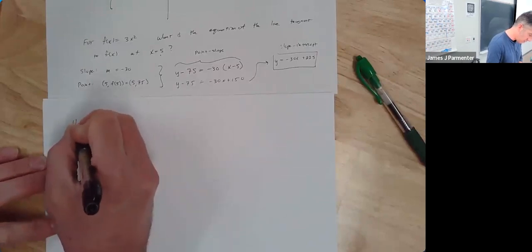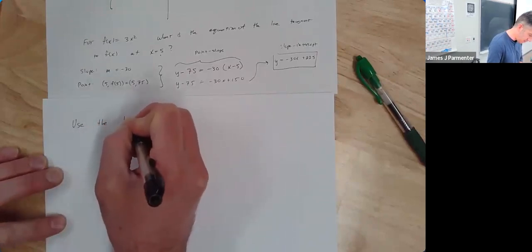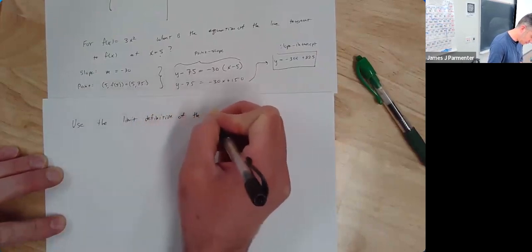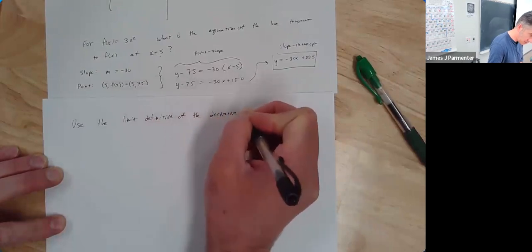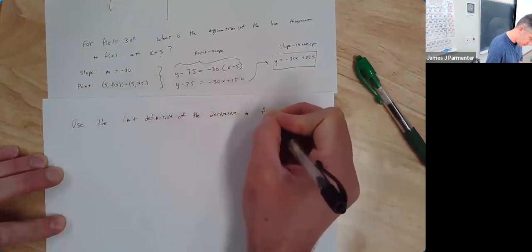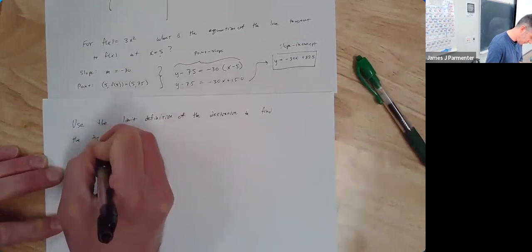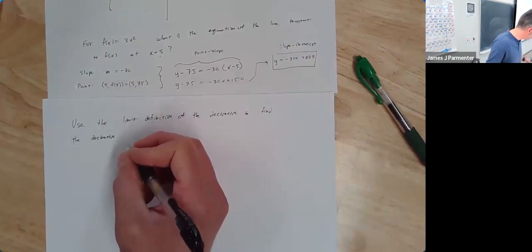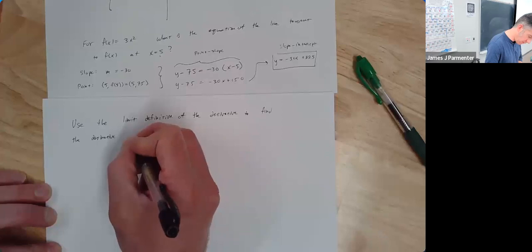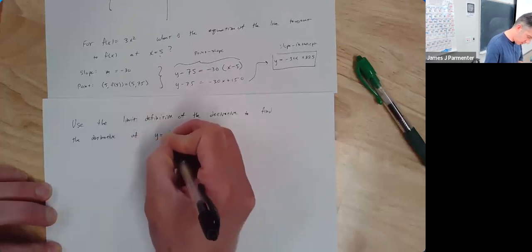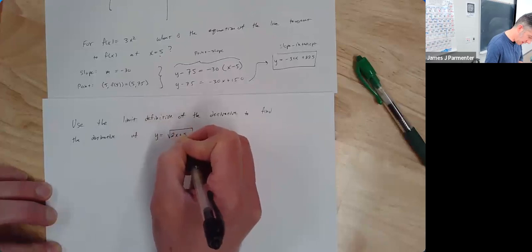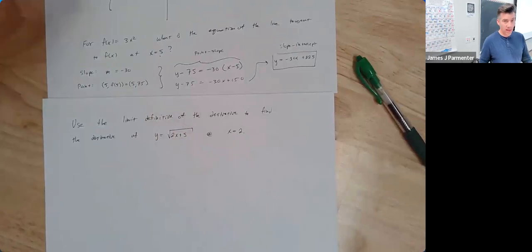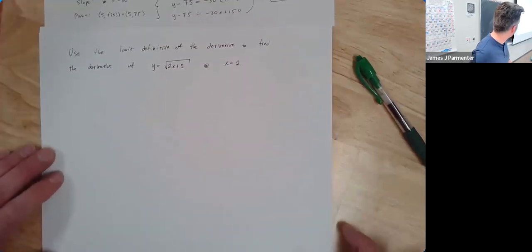We want to use the limit definition of the derivative to find the derivative of y equal to the square root of 2x plus 5 at x equal to 2. And we're going to do this in two ways. So it's going to be a little bit of writing, but I want you to see both ways because I think it's worthwhile.